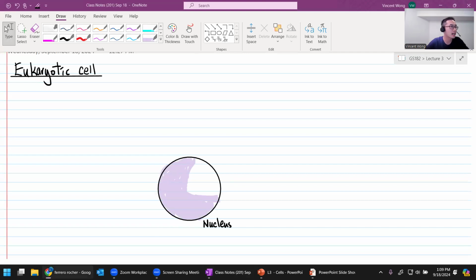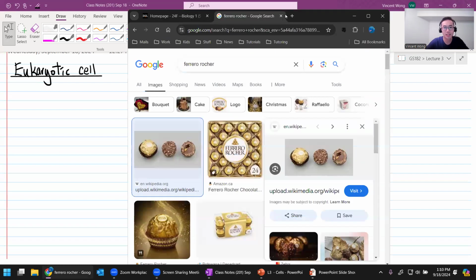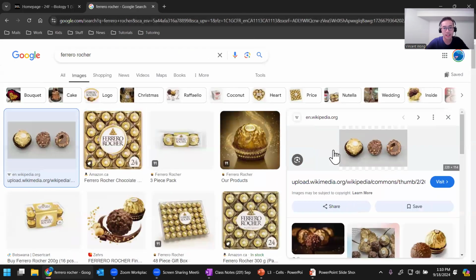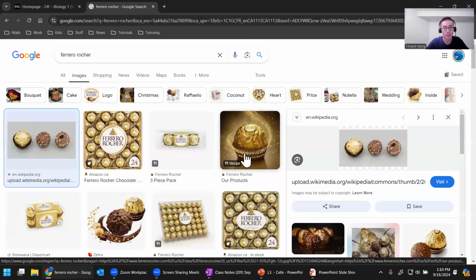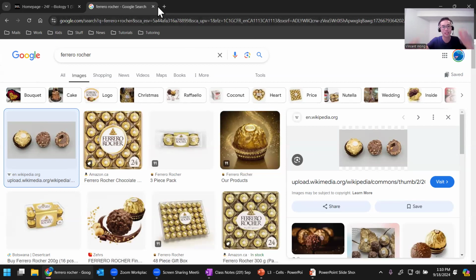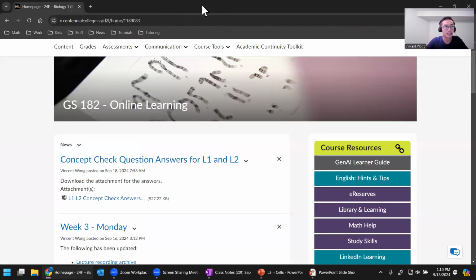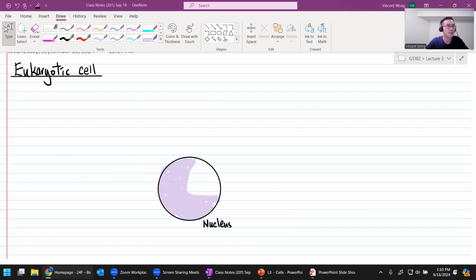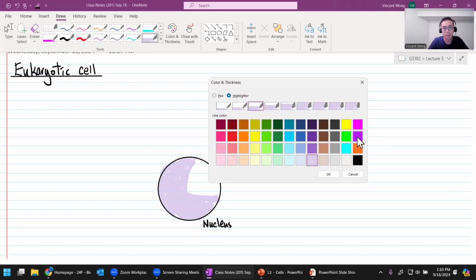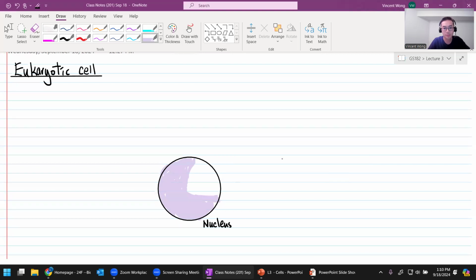You guys know this chocolate. Here, let me show you a picture of it. The Ferrero Rocher. If you ever had one of those things, you can think of the nucleus like that. The golden wrapper would be like the envelope that we are drawing. It surrounds the entire thing. I love connecting things to food that we eat. It just makes so much sense to me. So here we have the nuclear envelope. Let's label that.